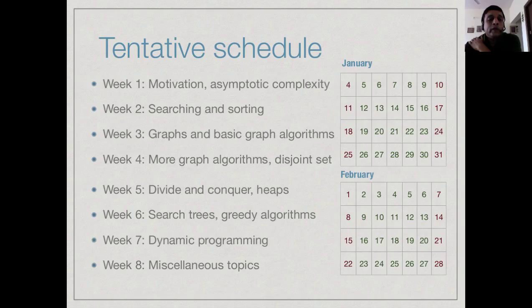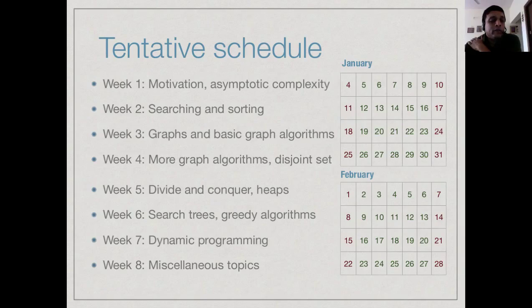This is an 8-week course. The tentative schedule is as follows. In the first week, we will do some motivating examples and we will look at some notations and work out some problems involving asymptotic complexity. In the second week, we will move on to searching and sorting. In the third week, we will introduce graphs and look at basic graph algorithms. We will continue with more graph algorithms and then in the process introduce the disjoint set data structure.